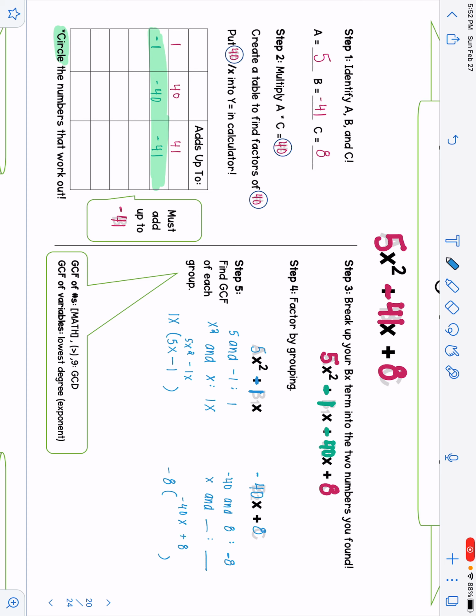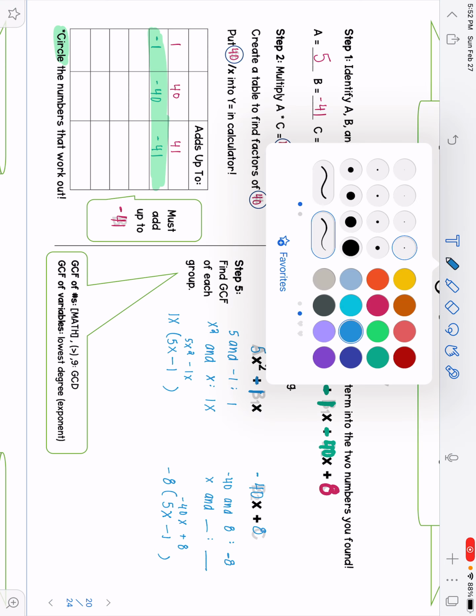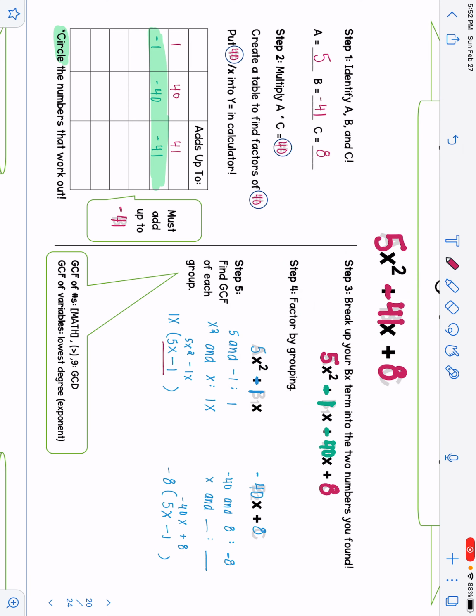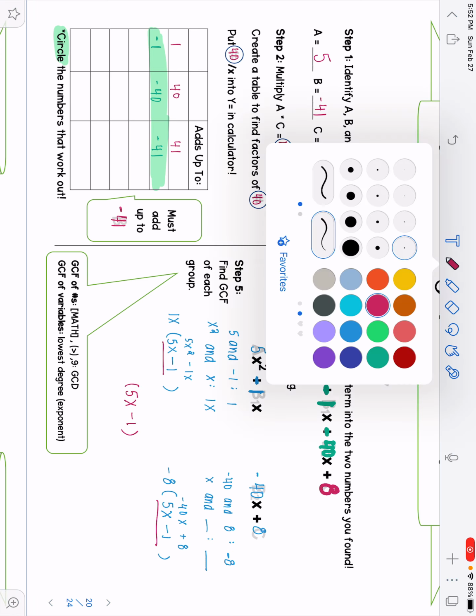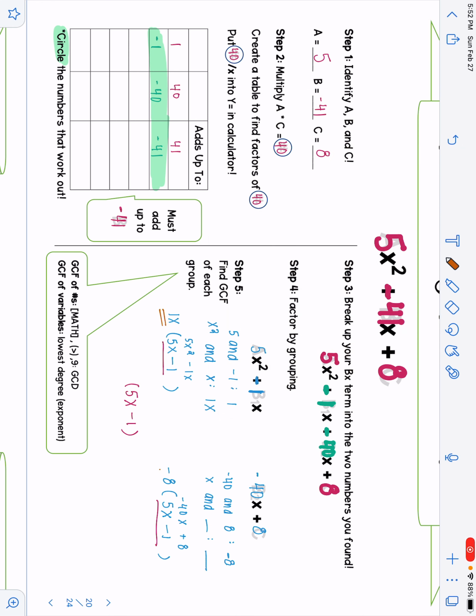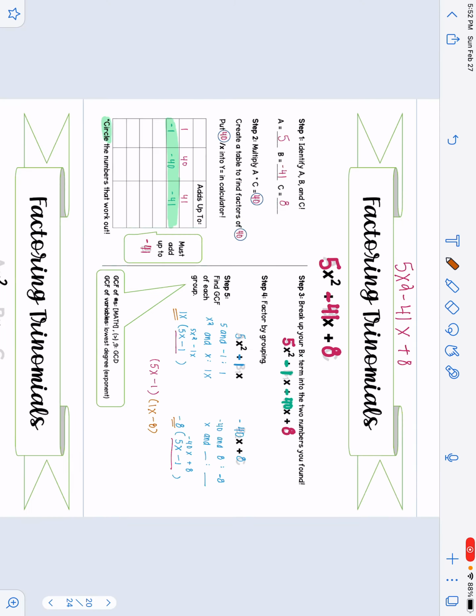Negative 40 divided by negative 8 is 5. X, there's nothing to divide by, bring that down. Positive 8 divided by negative 8 is negative 1. We know we're on the right track because inside our parentheses is the same, so I get 5x minus 1. And our other factor is going to be 1x minus 8. All right, there you have it.